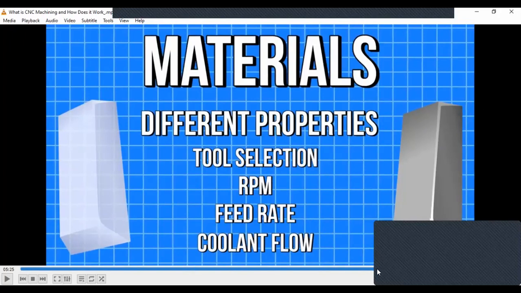So you might have observed when he was showing the milling process, that white fluid you were seeing was the coolant, right? So all these will depend on the material, because each material has different properties. That's what is being shown, right?